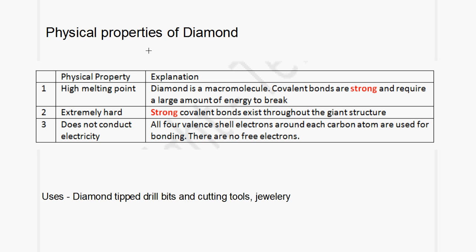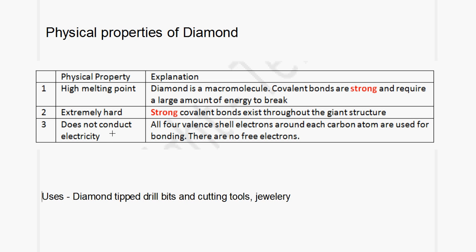Let us now look at the physical properties of diamond. The first physical property is that diamond has a high melting point. Diamond is a macromolecule. The covalent bonds are strong and require a large amount of energy to break, and this is why it has a high melting point. The second physical property is that diamond is extremely hard. The strong covalent bonds exist throughout this giant structure. And this is what makes diamond so hard.